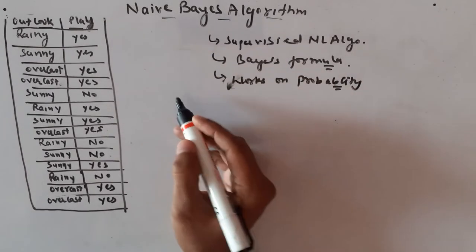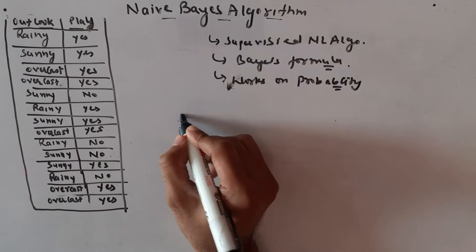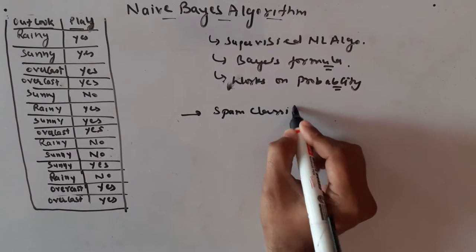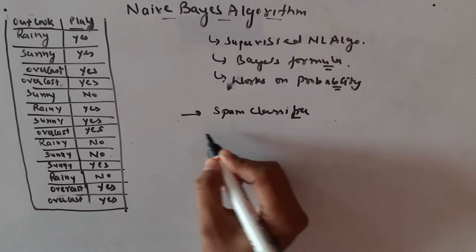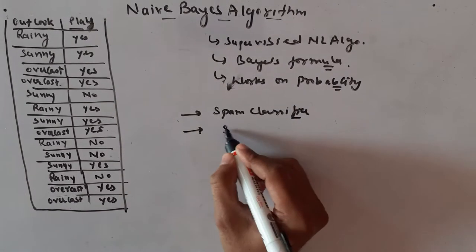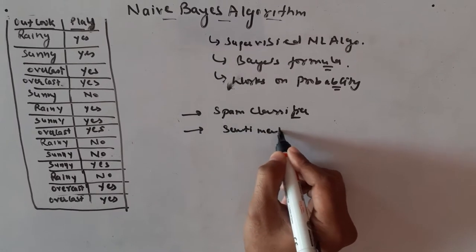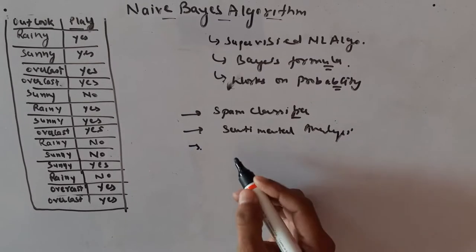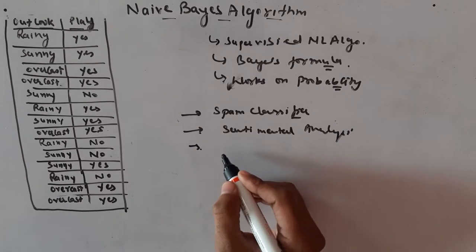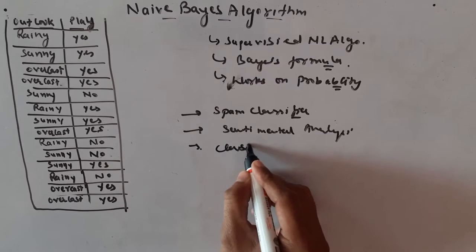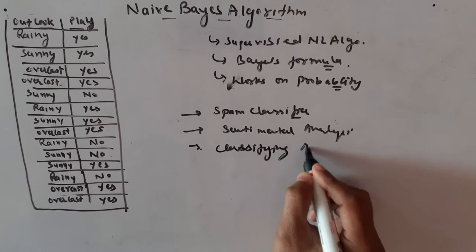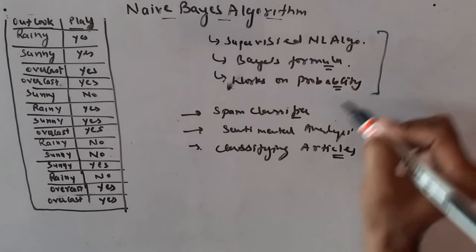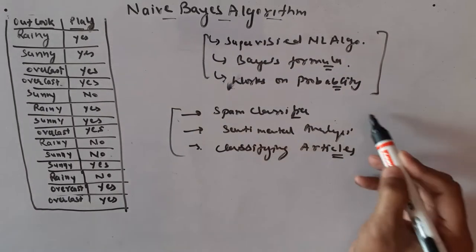If we think of practical use cases of this algorithm, it can be used for a spam classifier, like whether any particular email is spam or not. This algorithm can be used for sentiment analysis as well. And one more use case I can give you right now is that this can be used for classifying articles as well. So these are the introduction and the use cases.